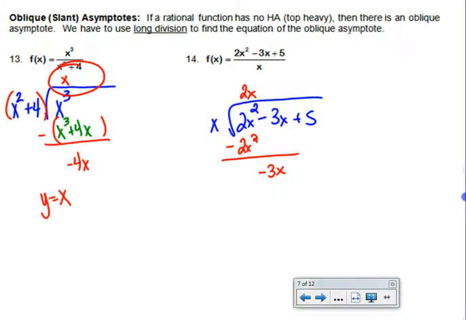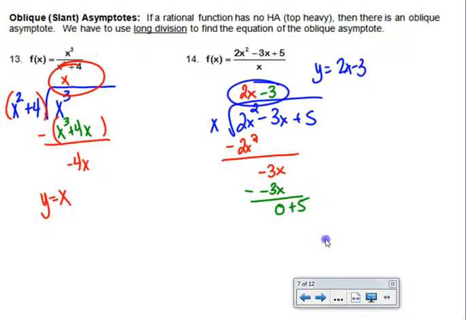Negative 3x divided by x is negative 3. And once I get to the linear part, I know what's going to happen next. I'm going to end up with a remainder after this. So when you do long division for the purpose of finding the oblique asymptote, you actually don't care about the remainder. You only care about the quotient before you hit the remainder. So the equation of my oblique asymptote is that guy, 2x minus 3.